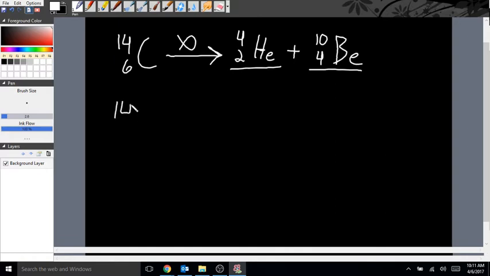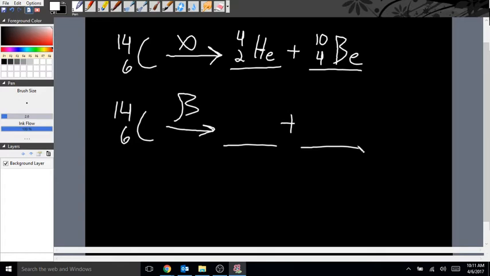Let's say my carbon-14 this time undergoes beta decay. All nuclear decay reactions are going to end up with 2 products here. So the first step is writing down what that beta particle is. What you should have written down before is that the beta particle is a 0, -1 electron. Once again, that's just a neutron becoming a proton. And to solve this one, we still just subtract across. So 14 minus 0, because those are the 2 numbers on top, should give me 14.